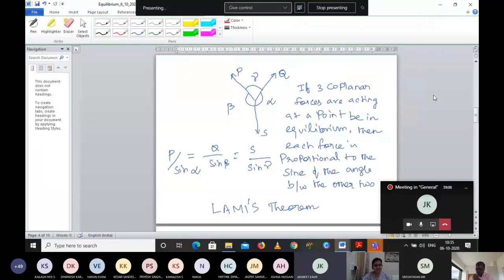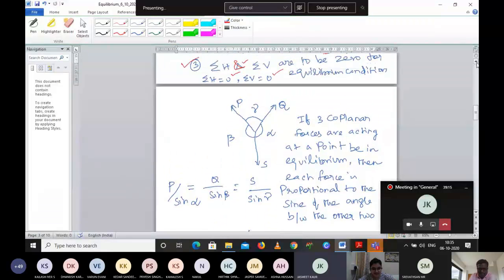So now, next one is, oh, I have shown the answer also. Okay, we will go one by one. Joel, this one you take it out. Try to understand that a particle is here and 3 forces are acting, P, Q, and S. Please take a note, these 3 are coplanar forces acting at a point. Please understand whether it will be in equilibrium.